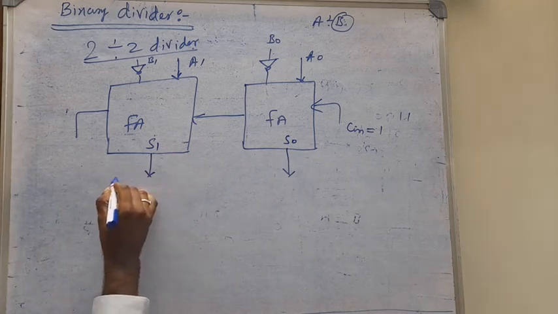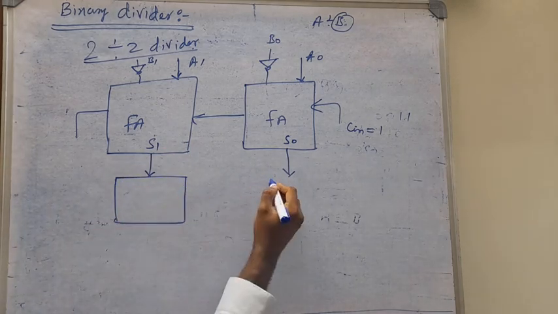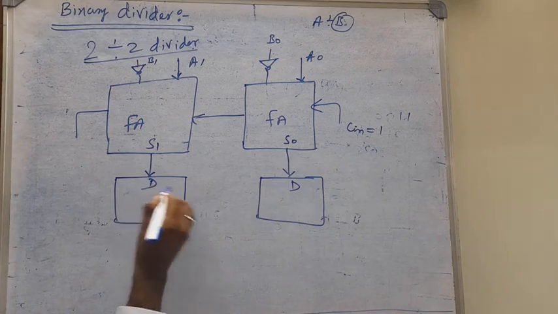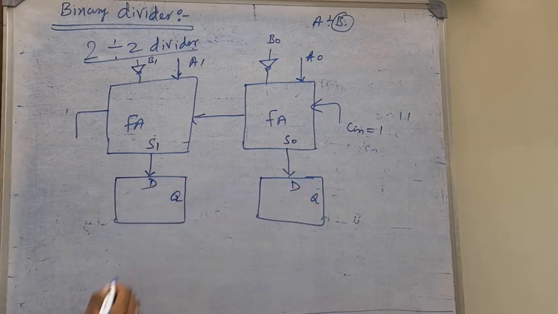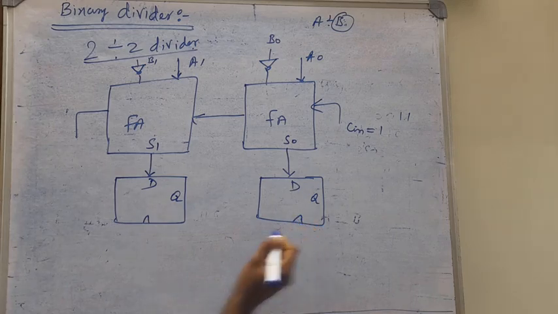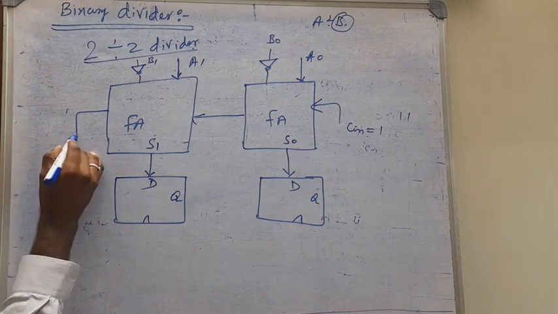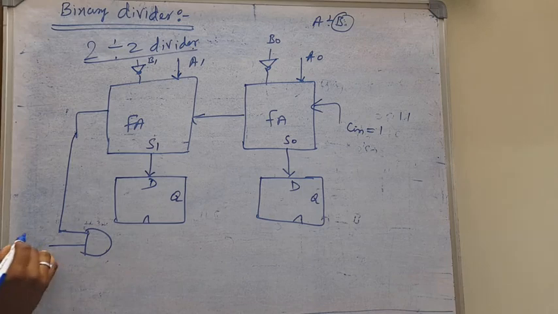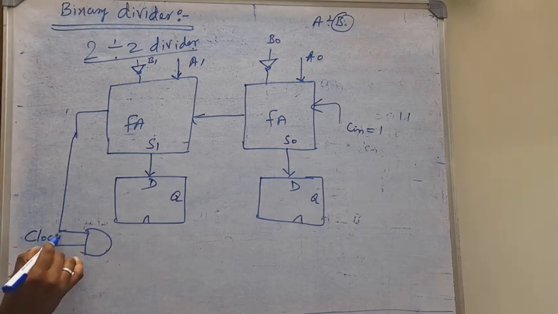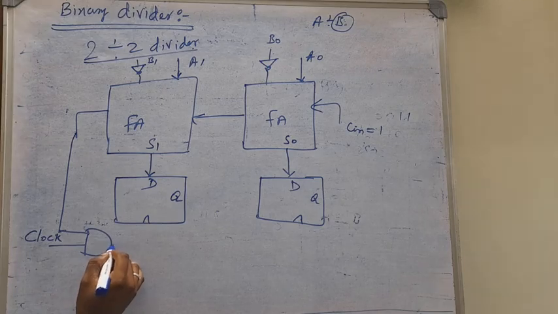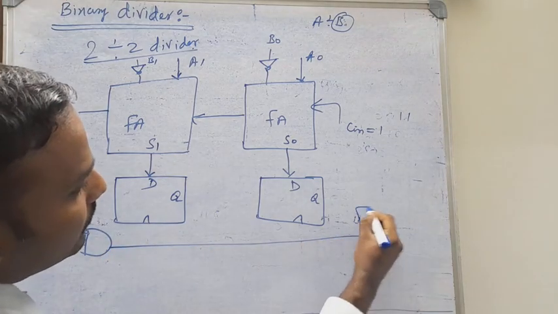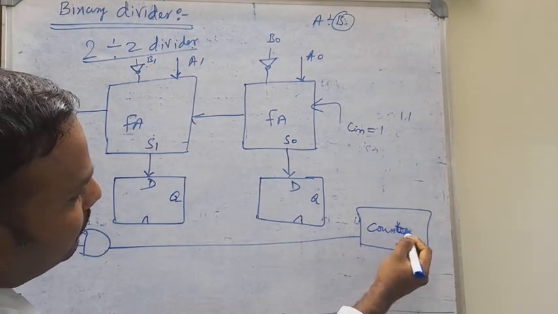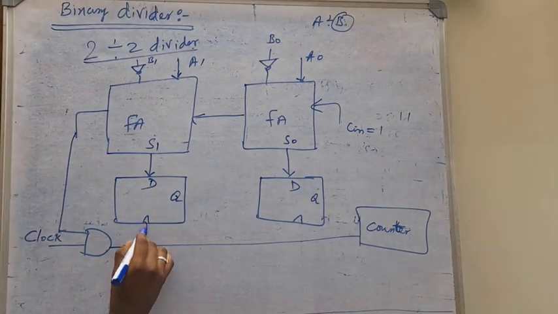The sum, I am going to give as input to the D flip flop. Okay, so this is the D flip flop, with D input and Q, two outputs, and one clock signal is there. This output I am going to feed into one AND gate, and one clock signal I am going to give here, zero clock. This clock is given to one binary counter. That binary counter we will discuss in the forthcoming videos.